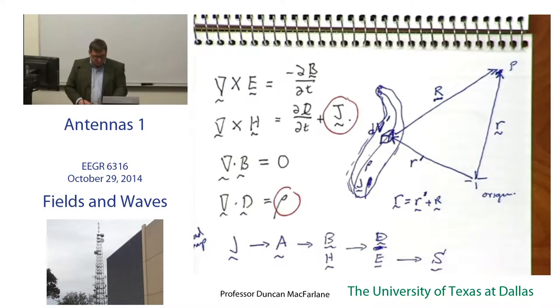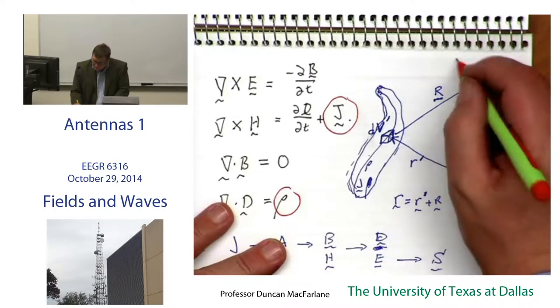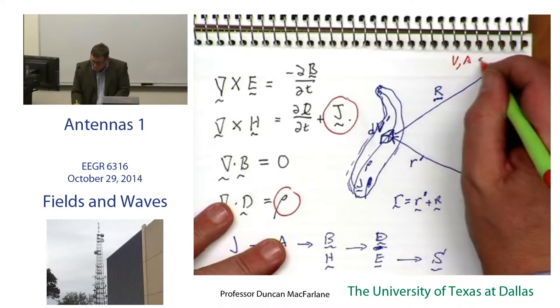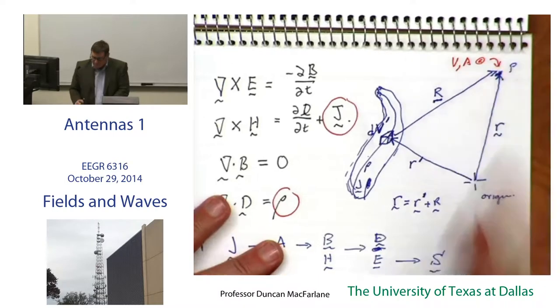So if you look at our roadmap, what we care about is V and A at P.